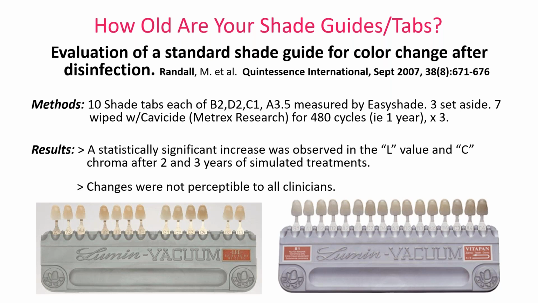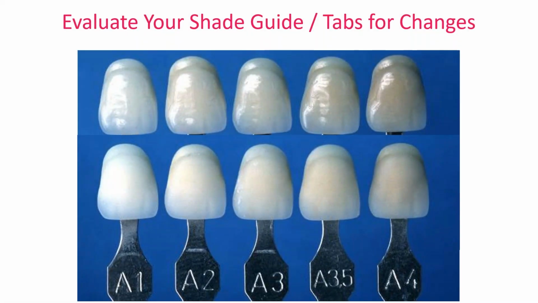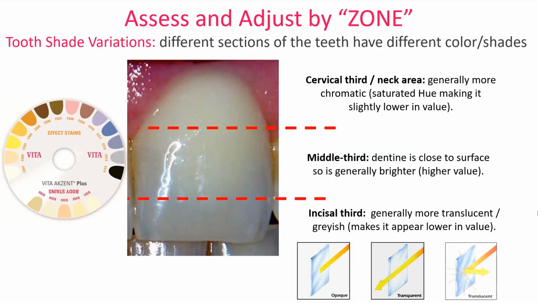So make sure that you have a good condition shade guide, newer shade guide, modern shade guide, because again, as they get dinged up, the luster, the natural glaze that we put on these, they can dull out and look much different when they're worn versus when they come out of the factory. So make sure you update your shade guides.